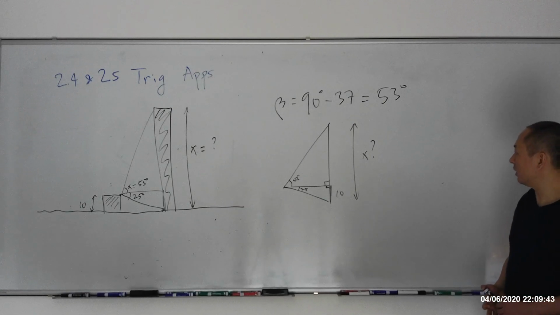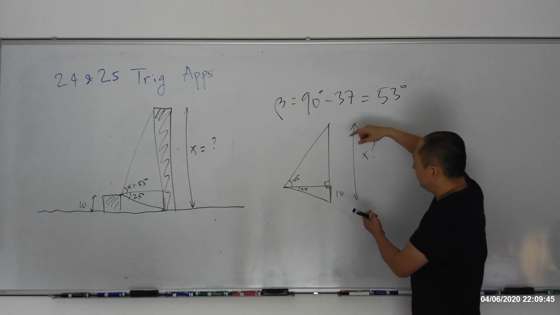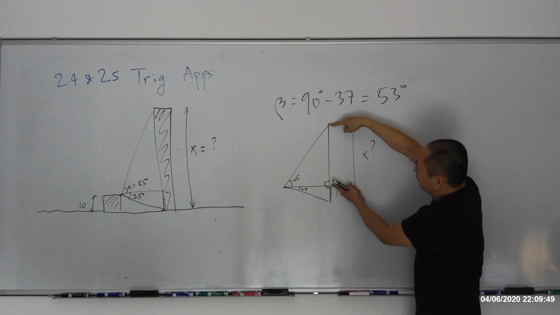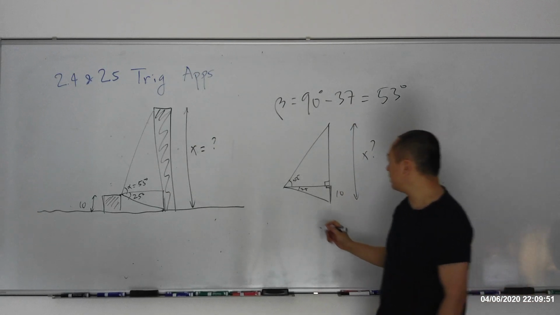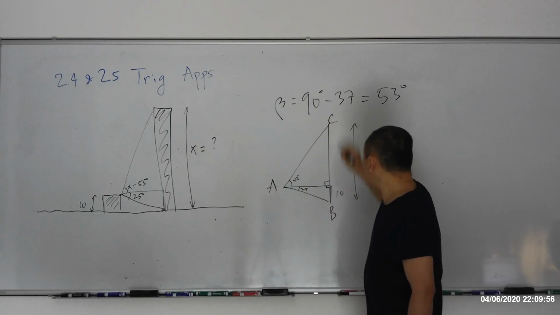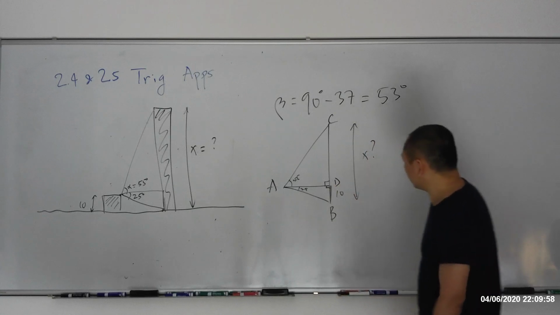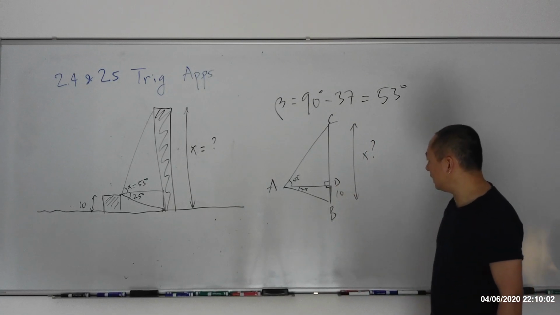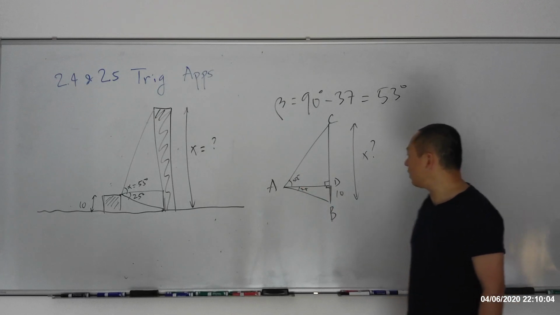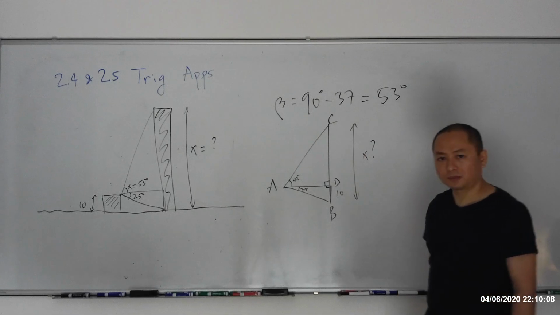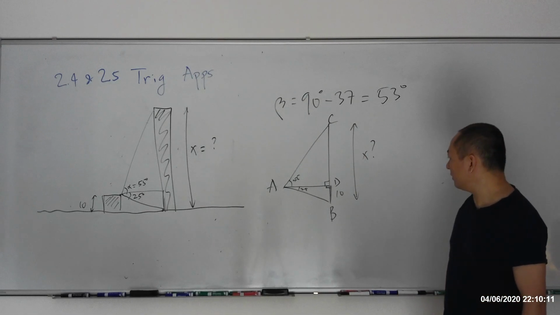Okay. So we want to calculate X. But we know this 10 already. In other words, we need to calculate this length right here. So to make life easy, let me just label them with letters, A, B, C, D. So I know BD here is 10. I know this angle right here is 25. And I need to calculate CD. Okay? That was the idea.